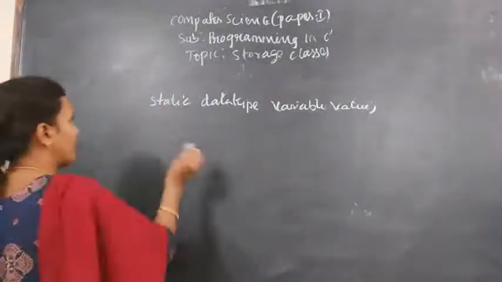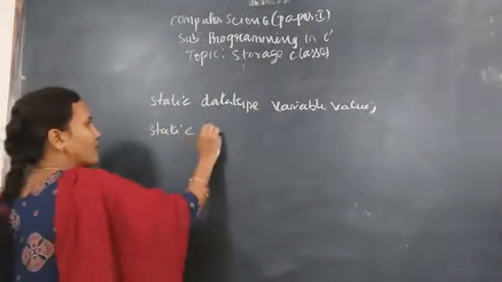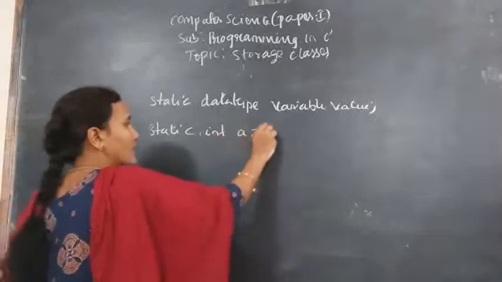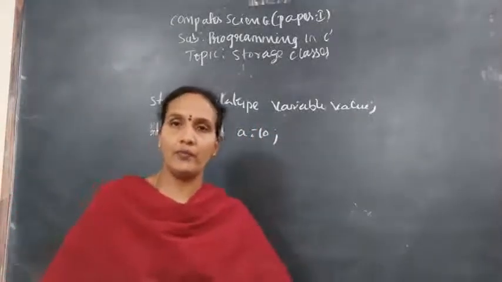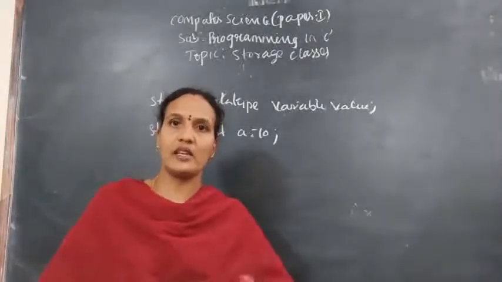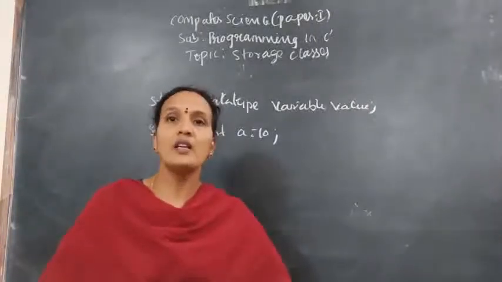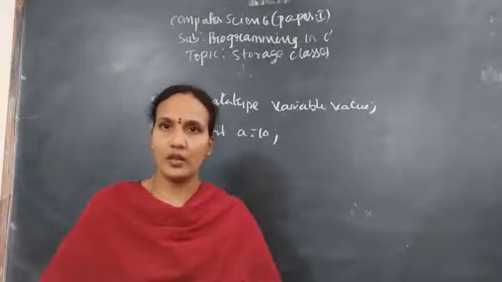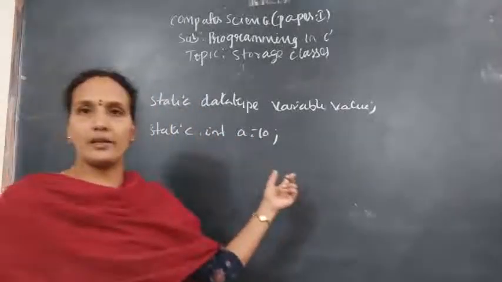So here I am giving an example. You see, static data type int a equals to 10. For a static variable, if you have not initialized any value, by default 0 is assigned to a static variable. So initially the static variable is holding 0 as a value. Understood? So here I am giving a static variable value as 10.